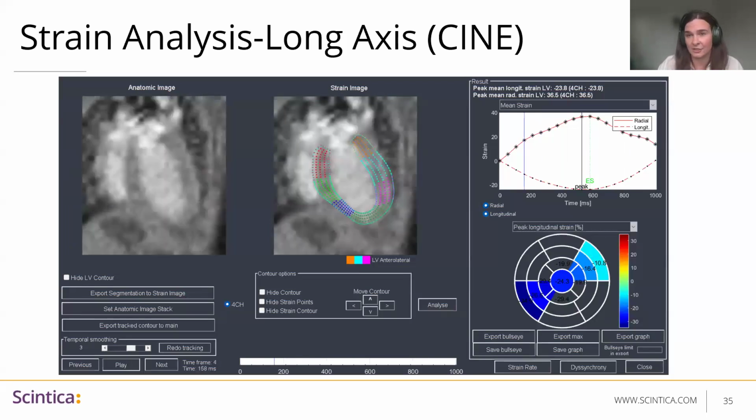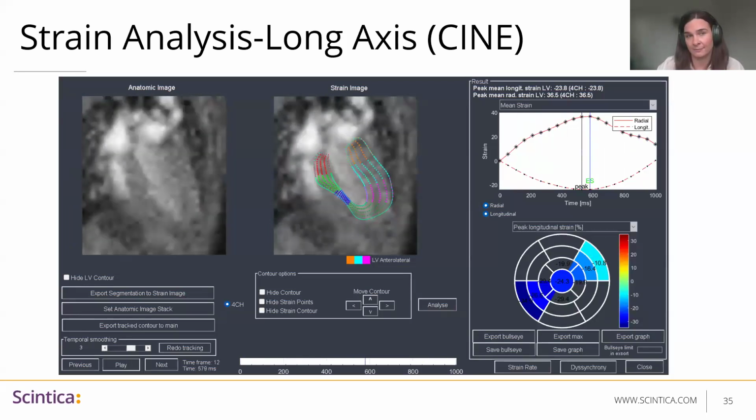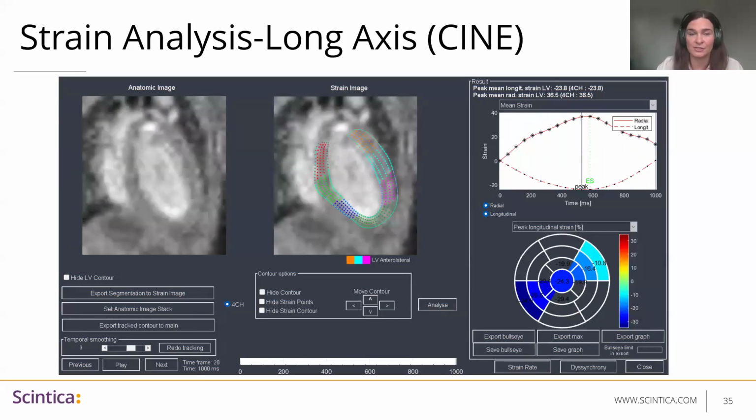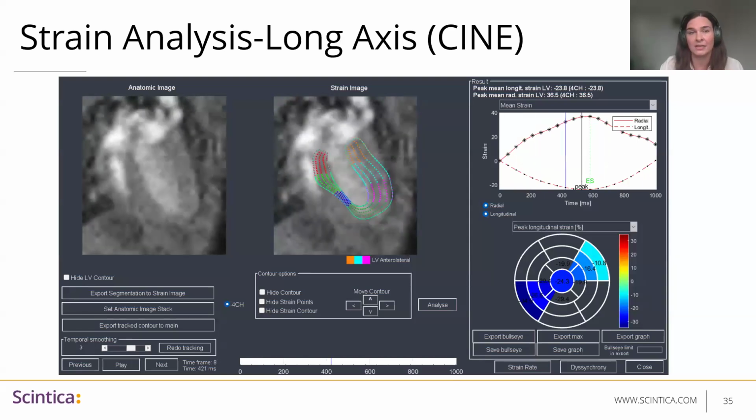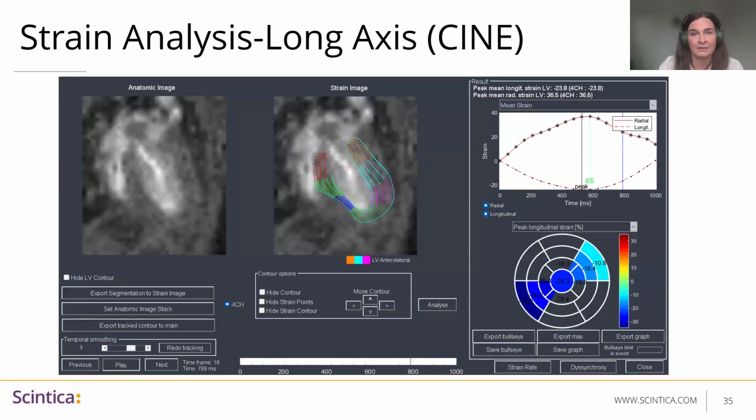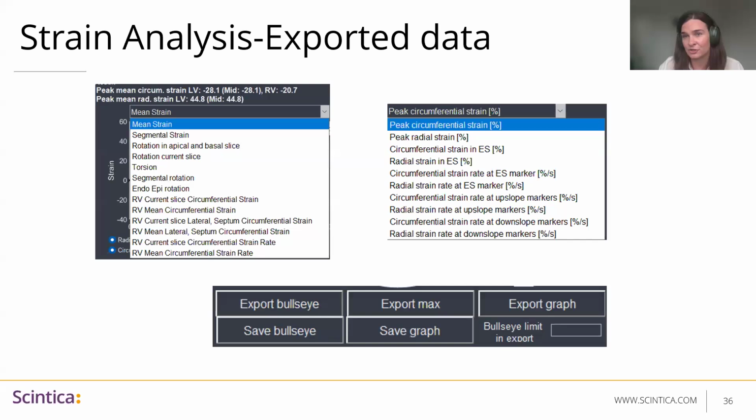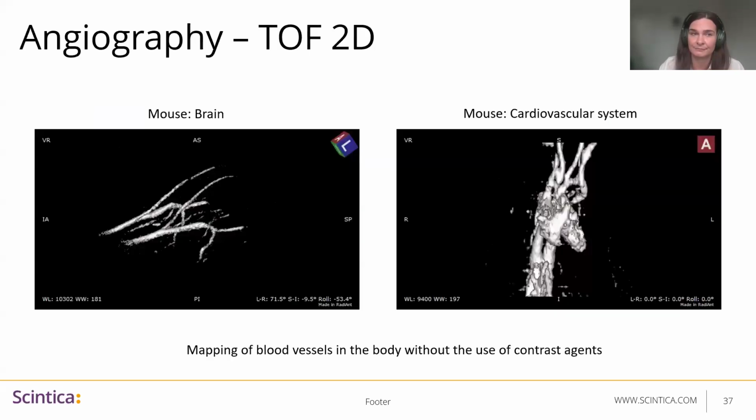With the long axis view, we can also get strain. We're often able to, again, outline the myocardium in the long axis, and then we're able to get different strain metrics like mean strain, segmental strain, torsion, a wide variety of metrics that you would be able to analyze from a very quick MRI image acquisition.